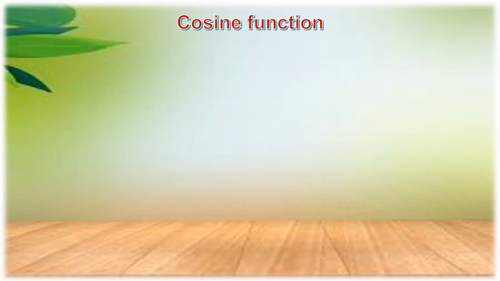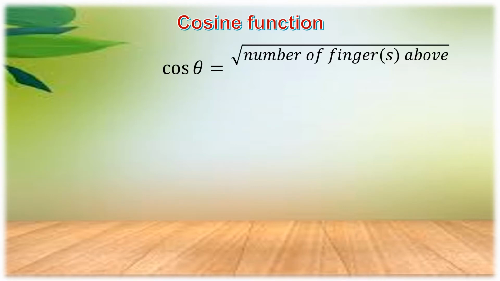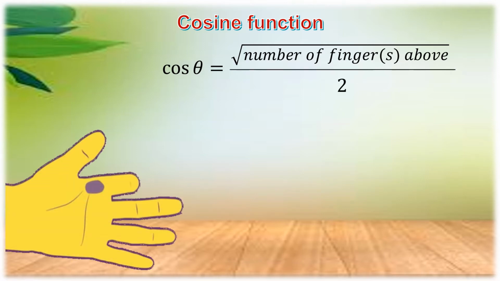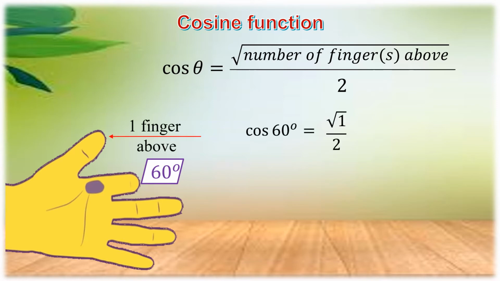Now let us have the cosine function. To determine cosine theta using the hand trick, it would be equal to the square root of the number of fingers above divided by 2. So supposing we need to determine cosine 60 degrees. So how many fingers above? Correct. So there is one finger above. So therefore, cosine 60 degrees is equal to square root of 1 over 2. And what is the square root of 1? Correct. It would be equal to 1. So therefore, cosine 60 degrees is equal to 1/2.